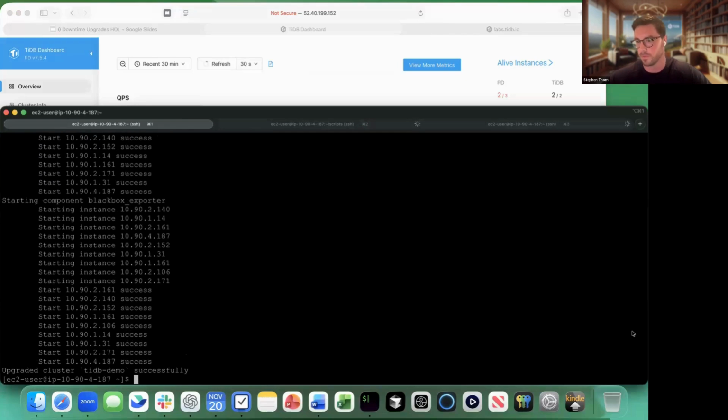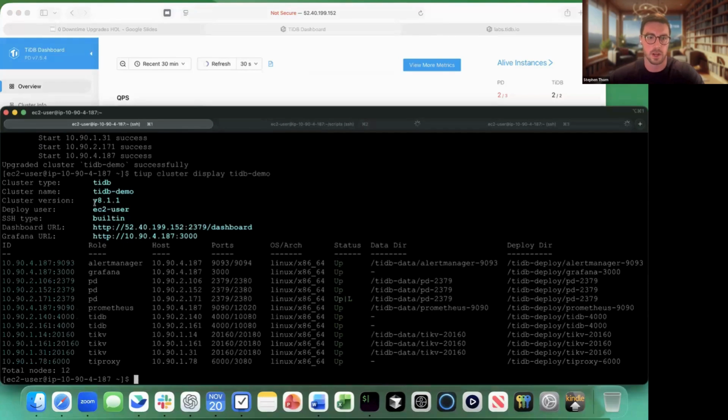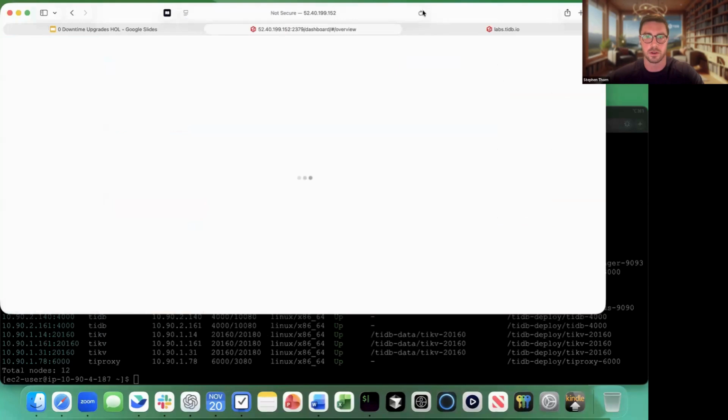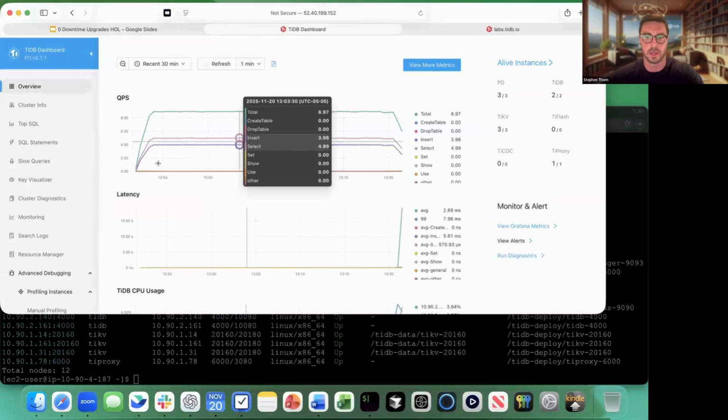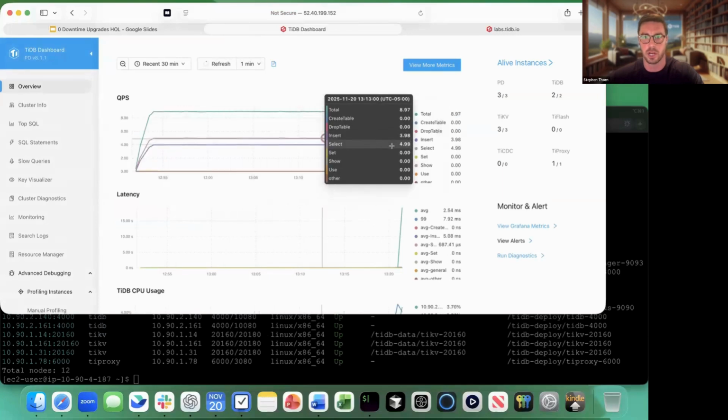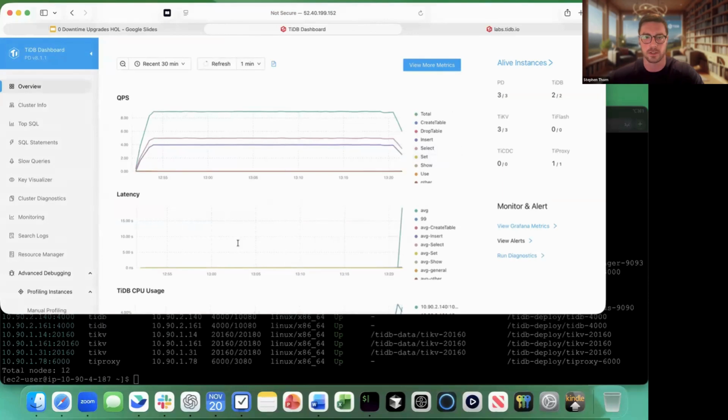Okay, so let's check to make sure that we are on the new version here and double check that there's no service interruption. Okay, we are on 8.1 here, which is great. We have a status of up for everything, and we have our 11 nodes. Let me reload this page here. And we have a slight dip of 1 to 2 queries per second in this, but no interruption. So that's great.